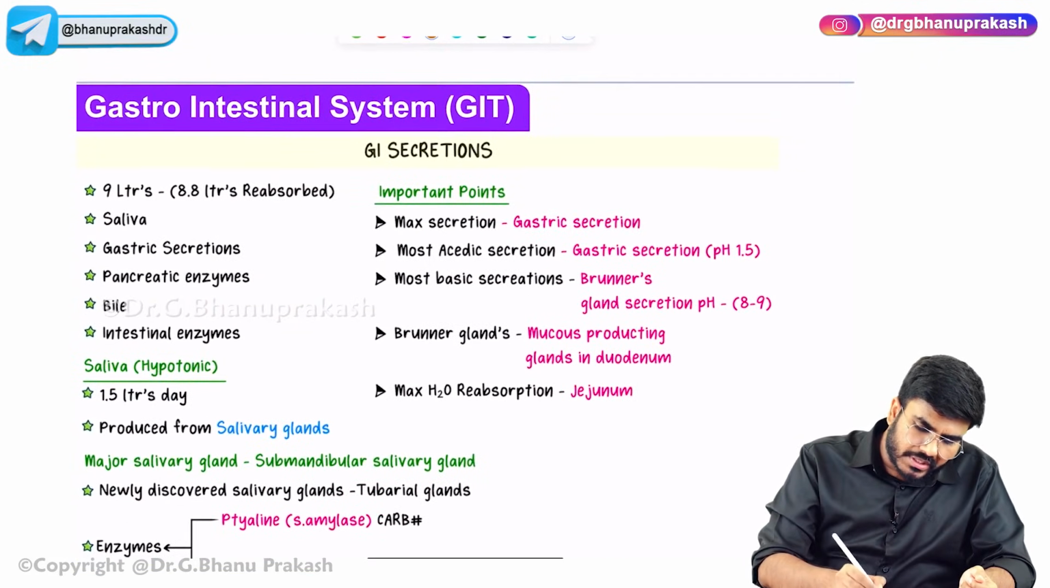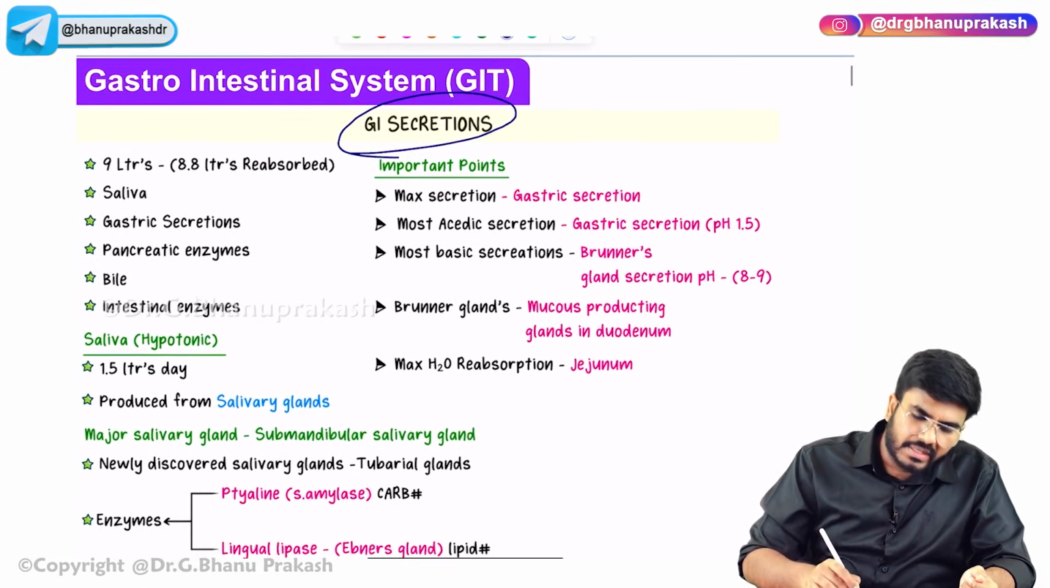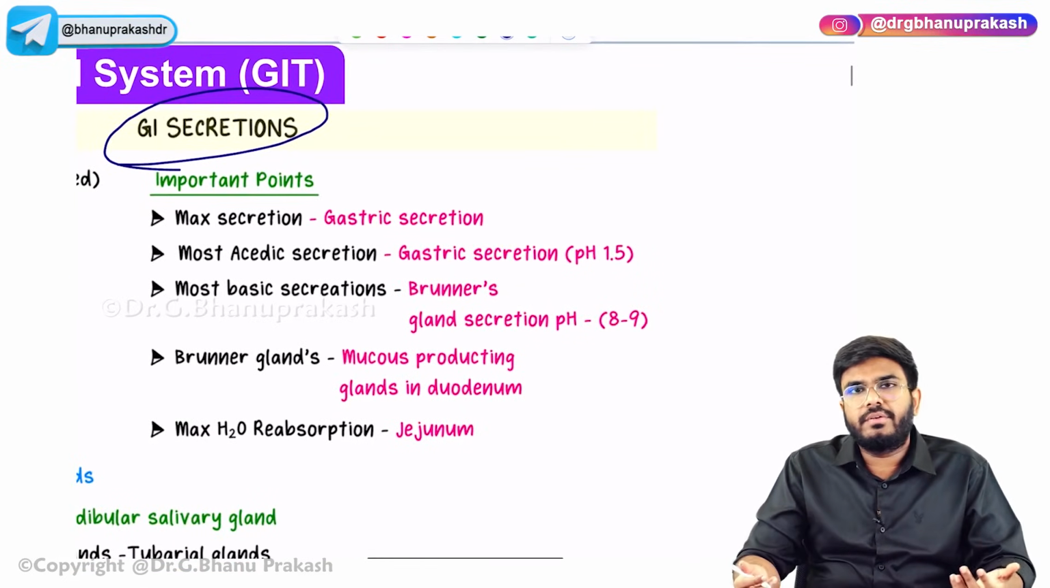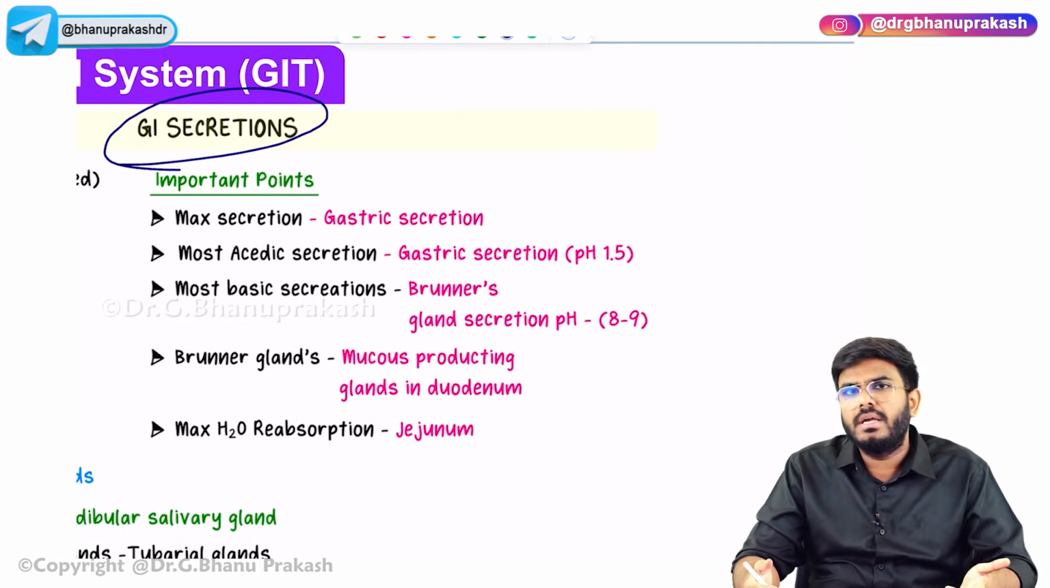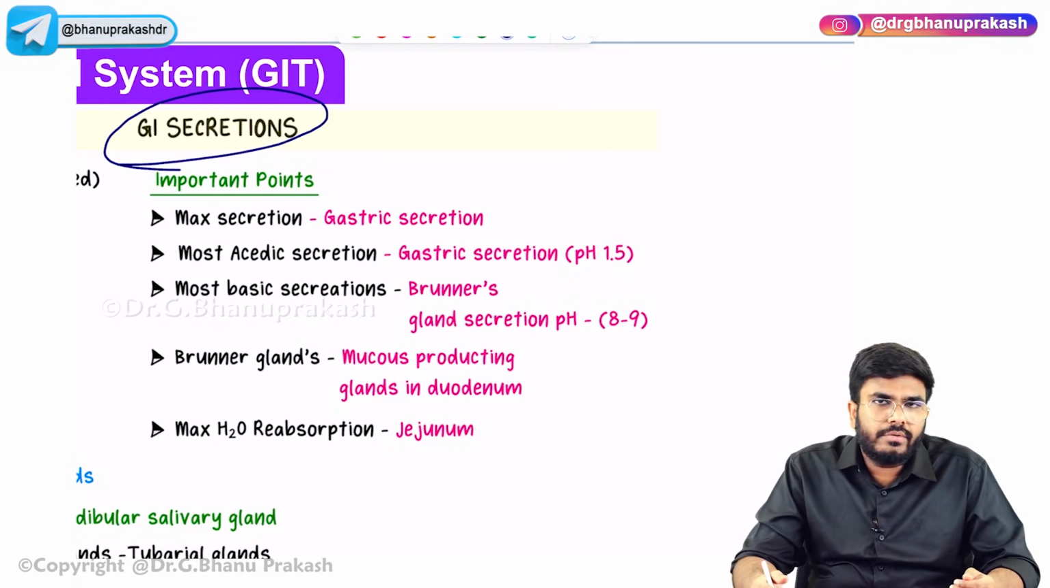Next, some important points about the GI secretions. See, there are different secretions. There are multiple secretions happening into your GIT, like saliva in the mouth, pancreatic secretions, intestinal secretions, bile, and gastric acid. A lot of secretions are happening into your GIT.